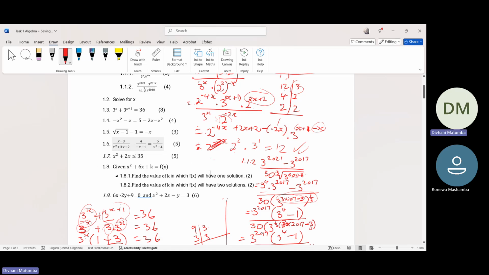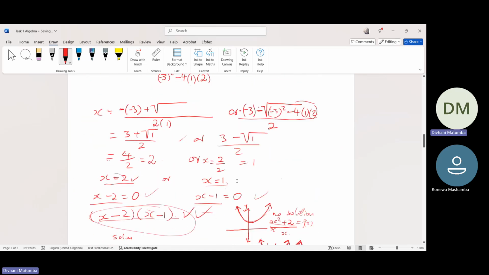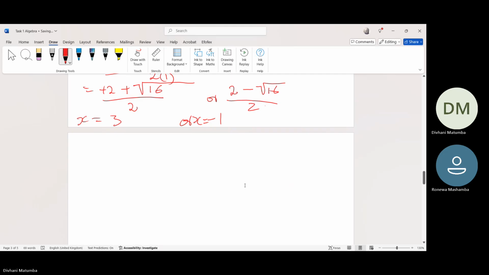Now, let's go to the next question, which says, inequalities. We have x squared plus 2x, 1.7. All right. Now, how do we go about solving this one?